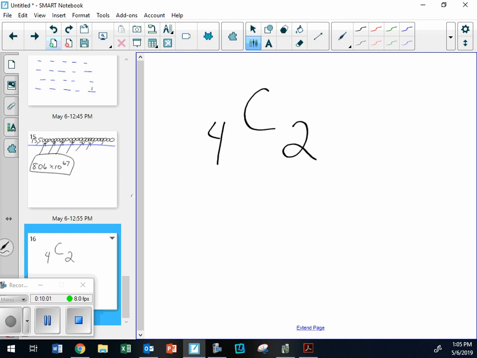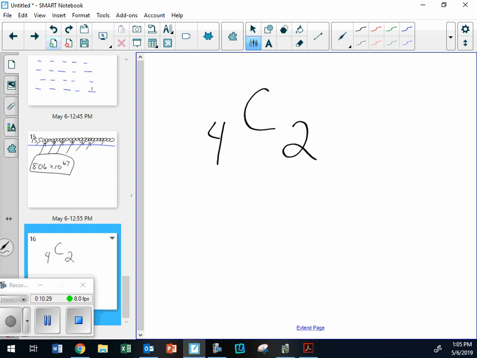4C2. Everybody write that down. I know you don't know what C stands for yet, but C stands for combination. Take a wild guess what P is going to stand for. Permutation. Combination means when he pulled out these two, I don't care if he rearranged them, they would still be the same two. The order didn't matter. That's a combination if the order doesn't matter.